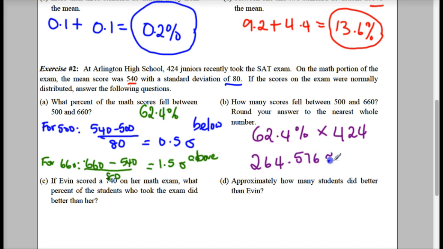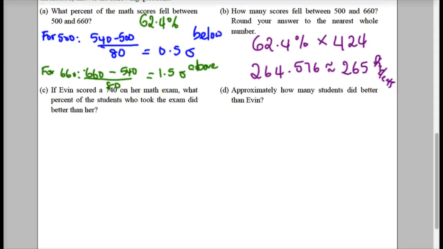And of course, this will give you 264.576, but we can't have 0.576 of a student. This is rounded to 265 students. So again, part A is asking me for the percent of the scores that fell between, and part B is asking me how many people scored between 500 and 660.